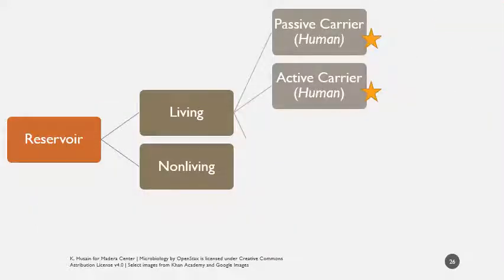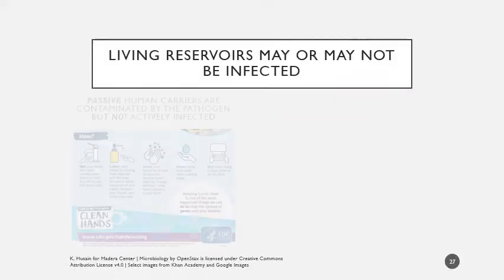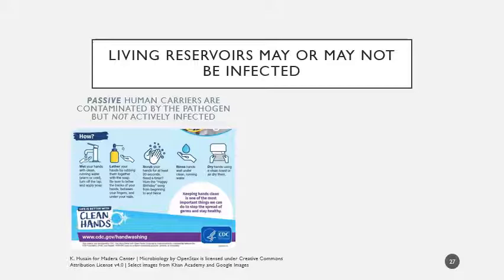So when we're thinking about living reservoirs, we can divide them into passive carriers or active carriers. In these cases, these are both humans, so we're going to focus on human living carriers. If they're passive, we don't consider them to actually be infected. They're contaminated, but they're not infected. So that is something like transient flora.